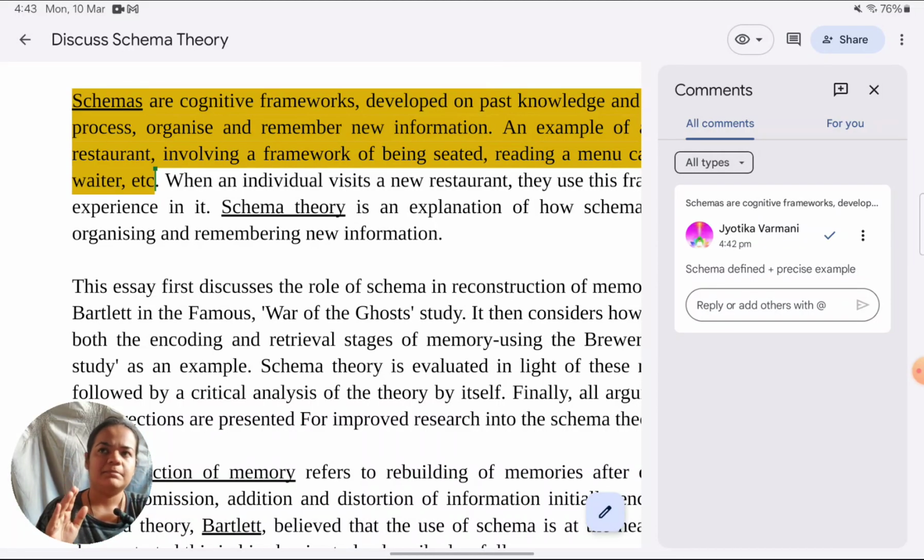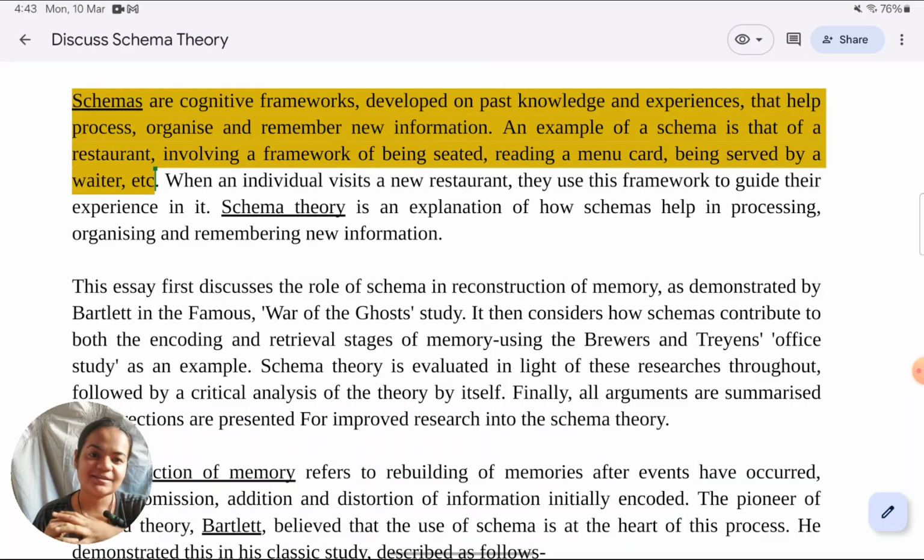Okay, now one mistake many students make when it comes to the schema answer is to just define what a schema is and to not define what the schema theory is. I hope you realize that schema and schema theory are different, because when I point this out to many students, they are surprised. I tell them, where's your definition of schema theory? They tell me, but I have defined a schema.